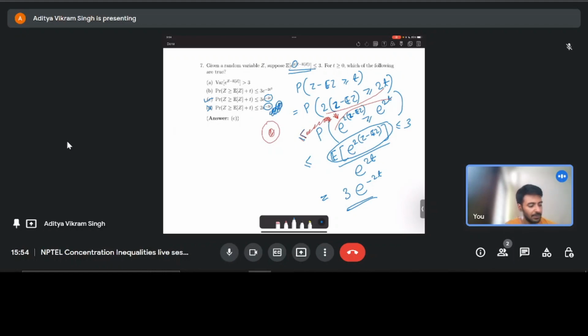D is saying it's decaying in a sub-Gaussian manner, which is faster than exponential. A is the variance of this thing, which is basically the second moment. Let Y equal e power Z minus expected value of Z. We want to find the variance of Y, but we are given that the expected value of Y square is less than or equal to 3. This implies that the variance of Y has to be less than or equal to 3. Variance is smaller than the second moment, so A is incorrect.